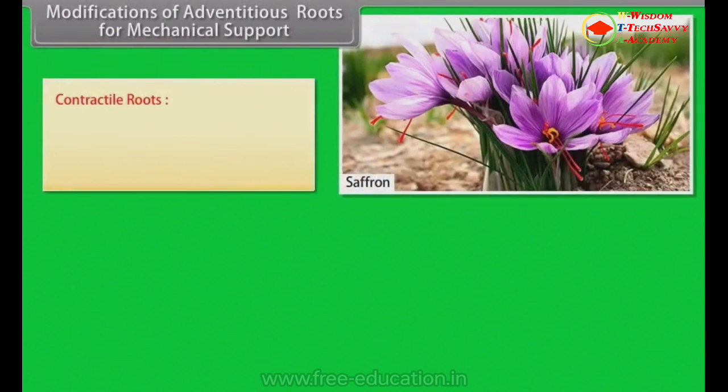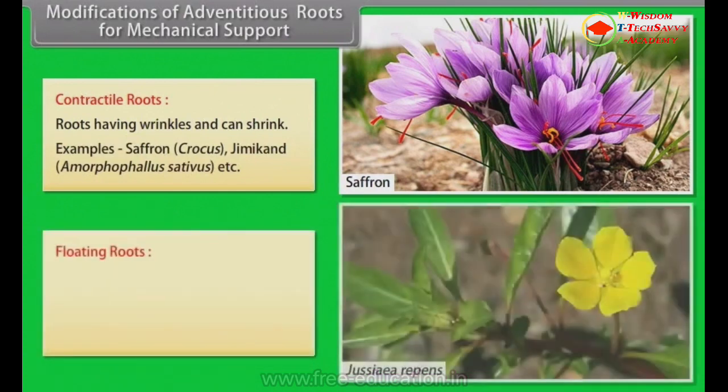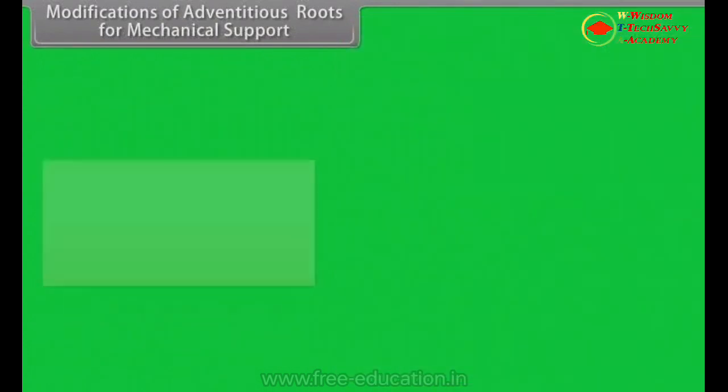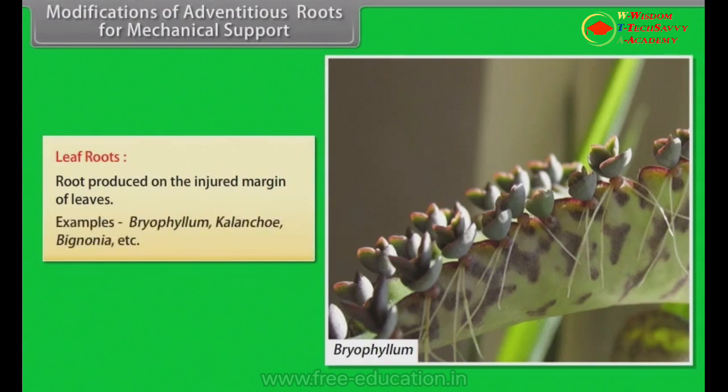Contractile roots: roots having wrinkles that can shrink. Examples, saffron, jimsonweed, etc. Floating roots: thick, spongy, fleshy roots with air-filled chambers arising from the nodes of stem. Example, Jussiaea repens. Leaf roots: roots produced on the injured margin of leaves. Examples, Bryophyllum, Bignonia, etc.